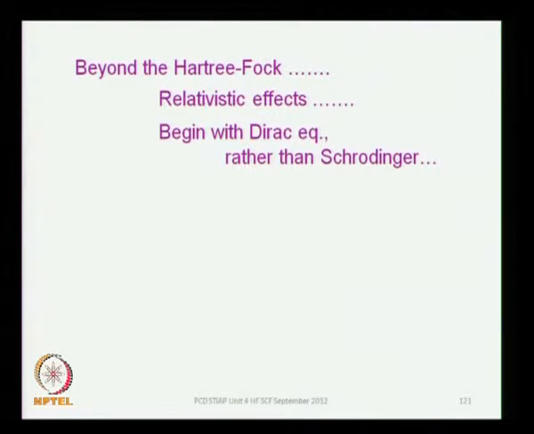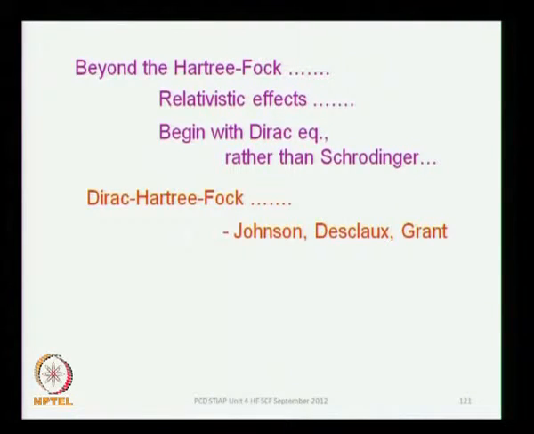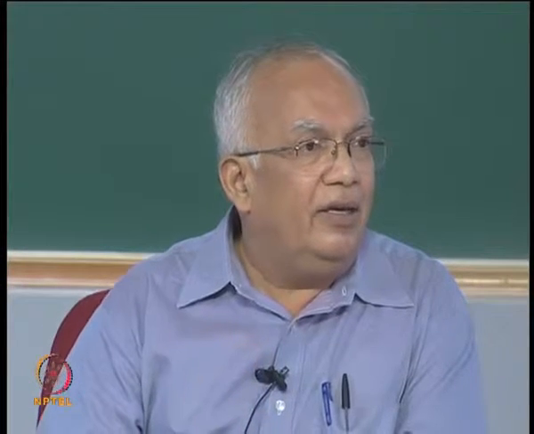So, when you do that, you get what is called the Dirac-Hartree-Fock. The Hartree-Fock formalism was developed around 1928, 29, 1930, around that time. The relativistic self consistent fields, some of the earliest work, I believe the first paper was by Walter Johnson in 1960, and then Desclaux and Grant, they also developed the relativistic self consistent field formalism around the same time.